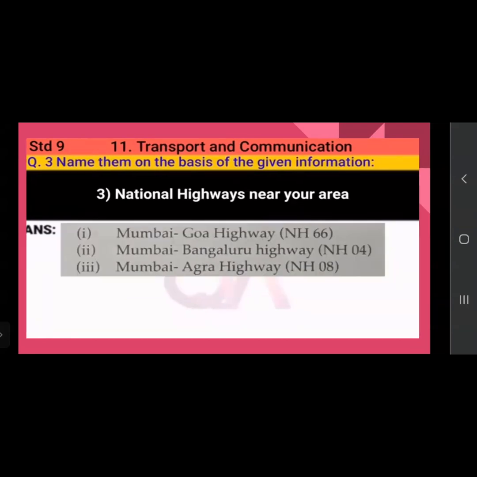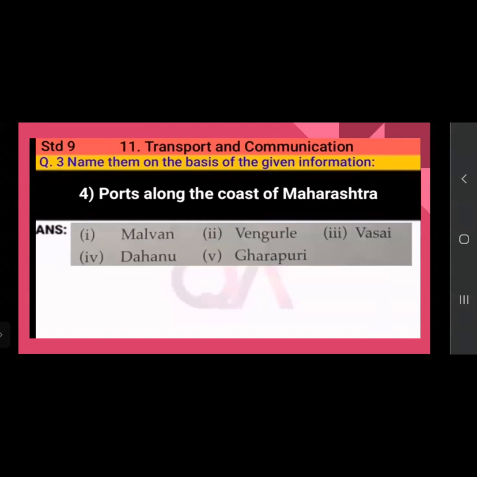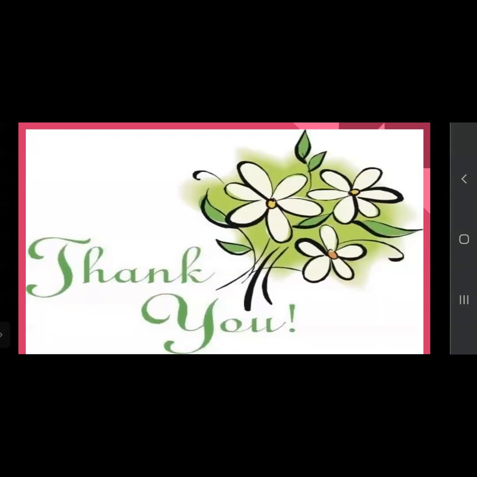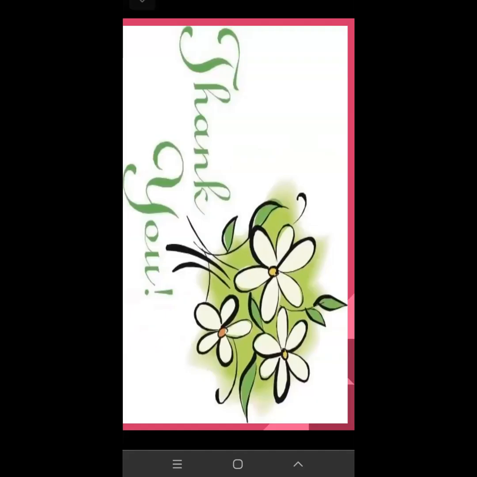National highways near your area. It may be the Mumbai Goa highway, the Mumbai Bengaluru highway, the Mumbai Agra highway. Ports along the coast of Maharashtra: Malvan, Vasai, Dahanu, Gharapuri. So these are the ports along the coast of Maharashtra. So here we have done the revision of the lesson.